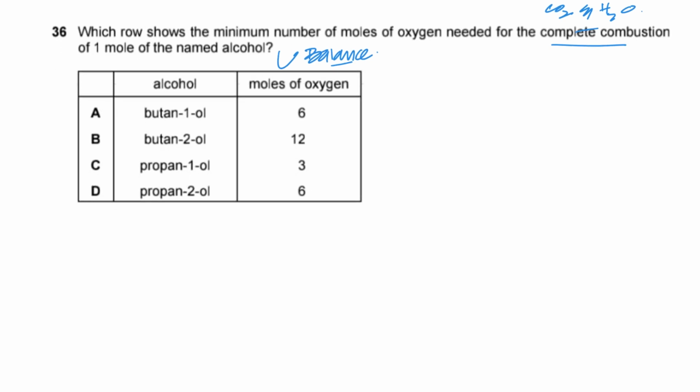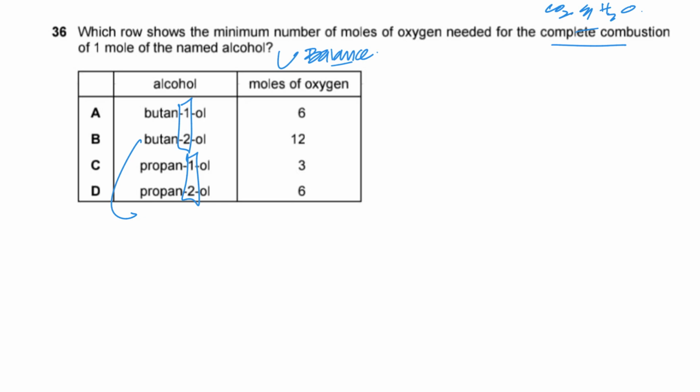Now you guys may wonder, sir, it's butan 1-ol and butan 2-ol, propan 1-ol and propan 2-ol. These are just the isomers of alcohol, right? They're just different structural formulas of alcohol, but the equation would remain the same. Whether it's butan 1-ol or butan 2-ol, the number of moles of oxygen required to combust this is going to be the same, because if it's butan 1-ol or even butan 2-ol, the formula is going to be the same. That's what an isomer is. It has the same molecular formula but different structural formula.